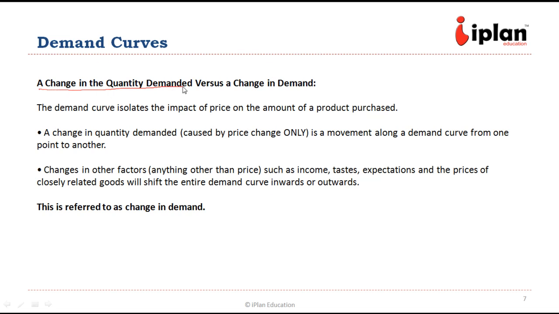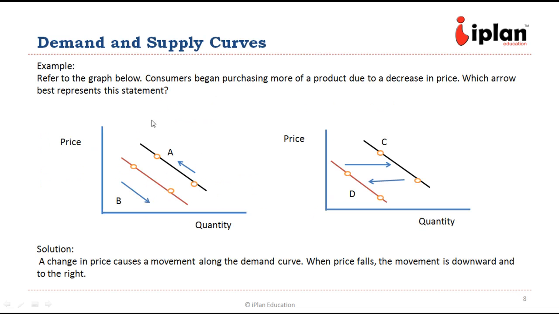Yes, we are again discussing the change in quantity demanded versus a change in demand. As we already discussed, a change in quantity demanded is caused by the price change only and is a movement along the demand curve, while for changes due to other factors other than the price, such as income, taste, expectation, etc., there will be a shift in the entire demand curve. It could be inwards or outwards. Outwards is rightwards, inwards is leftwards, which is referred to as change in demand. This also signifies the same thing. Movement along is quantity demanded change, and shifting of the demand curve means the change in demand. The first is due to the price change and the second is due to some other factor.